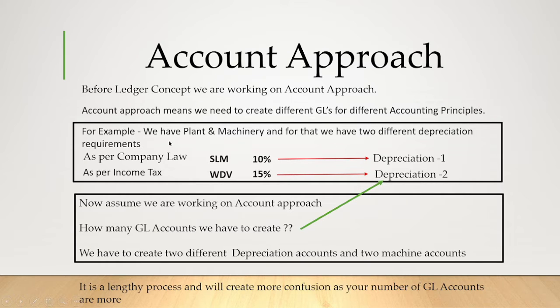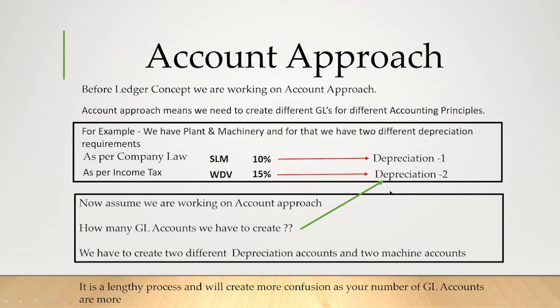For example, we have plant and machinery, and for that we have two different depreciation requirements. As per company law, you have to follow straight line method, the rate of depreciation is 10%. As per income tax, you have to follow WDV method, the rate of depreciation is 15%. Now assume we are working on account approach. How many GL accounts you have to create? We have to create two different depreciation accounts and two machinery accounts. It means depreciation 1, depreciation 2 accounts.